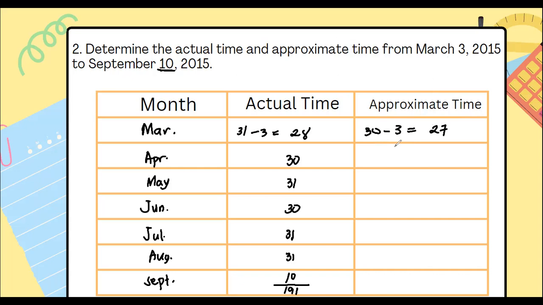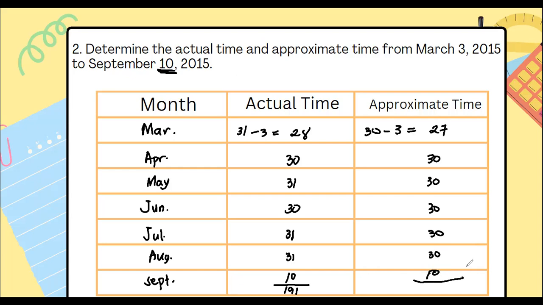Then April has 30 days. May, 30 days. All months have 30 days. So June is also 30 days. July, 30 days also. For August, there are also 30 days. And for September, there are only 10 days left, since we end on September 10, so only 10 days are counted in September.